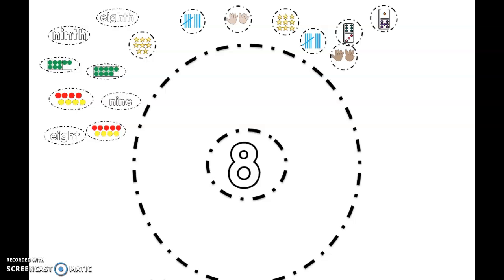All right, look inside the circle map. What number do you see? 8. Very good. All right, we have number 8. What number? 8. How do I write 8? Well, we'll try in a minute.